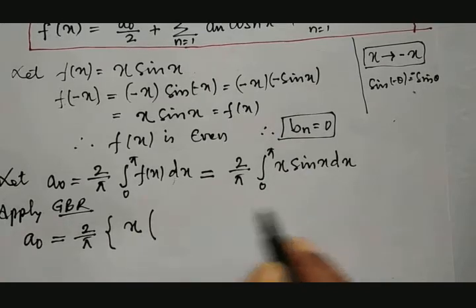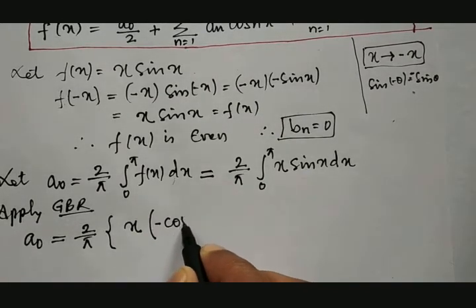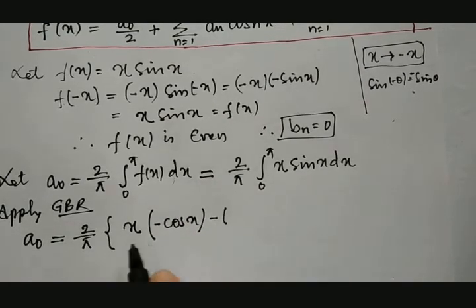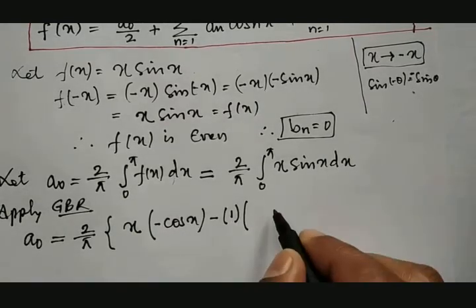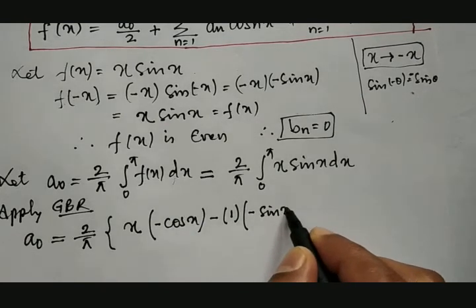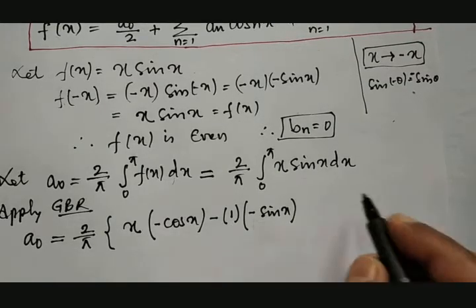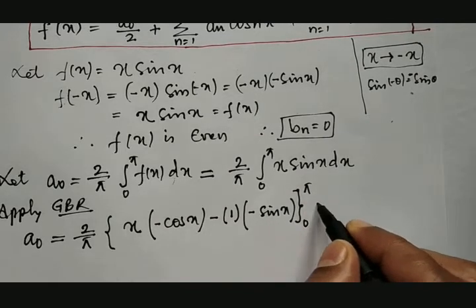x, into the integration of the second function, that is sin x. Integration of sin x is minus cos x. Minus the differentiation of the first function, which is 1, into the integration of the second function, minus integration of cos x, which is sin x. Further, if I take the differentiation of this function, which is 1, that becomes 0. Therefore, this will be between 0 to pi.